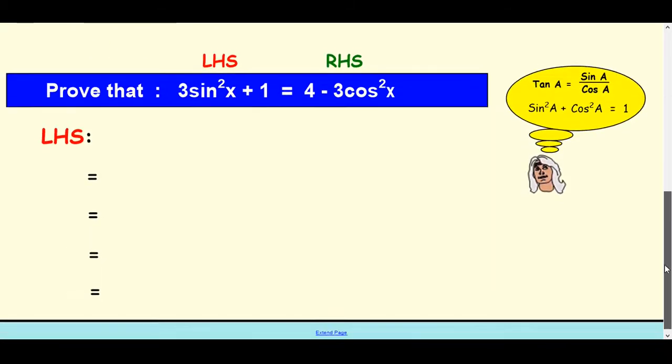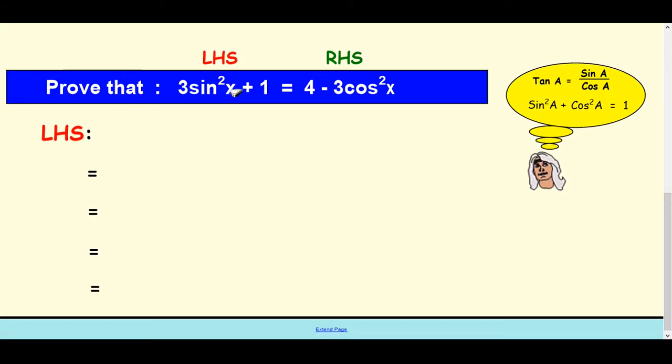Okay, let's look at another one. So, prove that 3 sine squared x plus 1 is equal to 4 minus 3 cos squared x. So I'm going to write out the left-hand side, and then I'm going to think, right, what could I do here? Now, I am noticing there's a cos squared x and not a sine squared x. So I'm going to use one of the rearrangements to try and get me a cos squared x. Now I know that sine squared x is equal to 1 minus cos squared x from the previous screen. So I'm going to substitute that in the bracket.